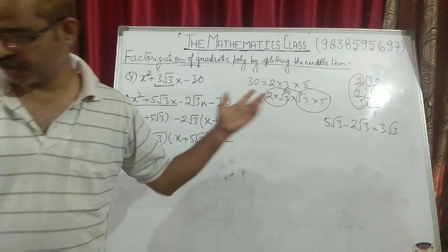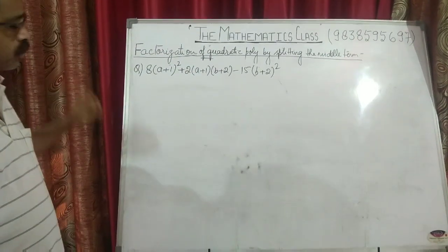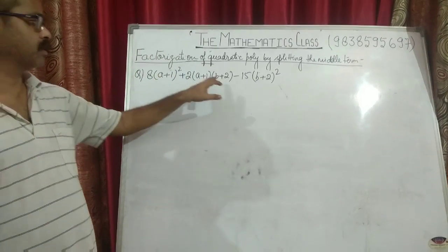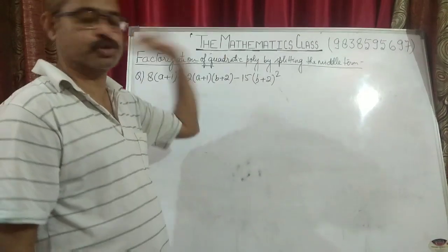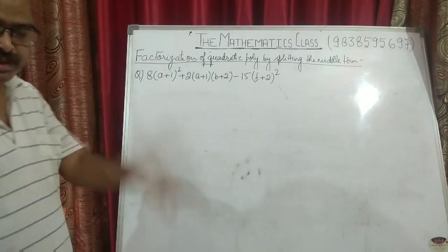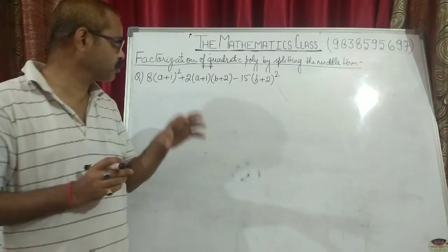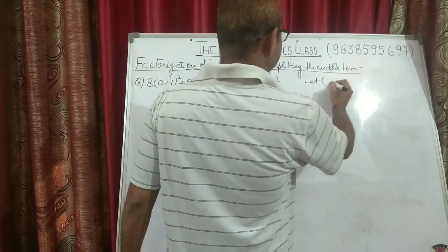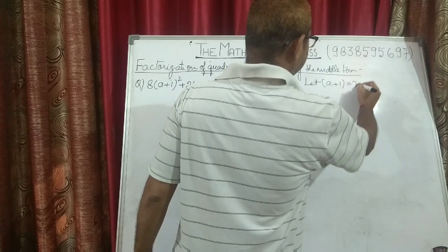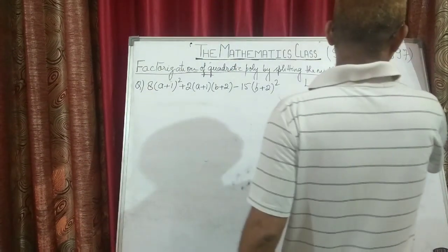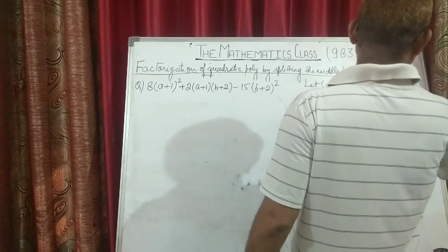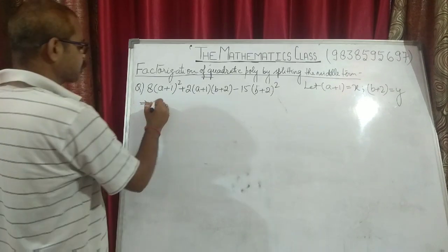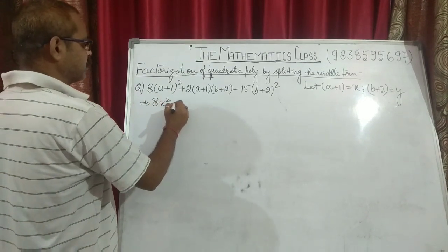We will be taking 1-2 more questions. Okay, in this question, it looks quite big. 8 times (a plus 1) whole squared plus 2 times (a plus 1) into (b plus 2) minus 15 times (b plus 2) whole squared. Now you have to factorize. So very simple thing. First we'll try to make this question smaller. Let a plus 1 be equal to x and b plus 2 be equal to y.